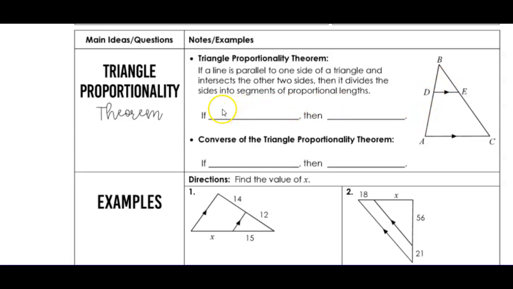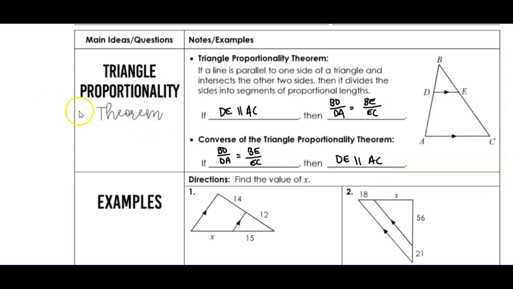So to formalize this, if DE is parallel to AC, then the split from BD to DA is equal to the split from BE to EC. So it doesn't make equal segments, it just makes proportional segments. And the converse is if we know that we have proportional segments, so if BD divided by DA is equal to BE divided by EC, then we know that there were parallel lines to begin with. So we can do it either way, use either to prove the other.